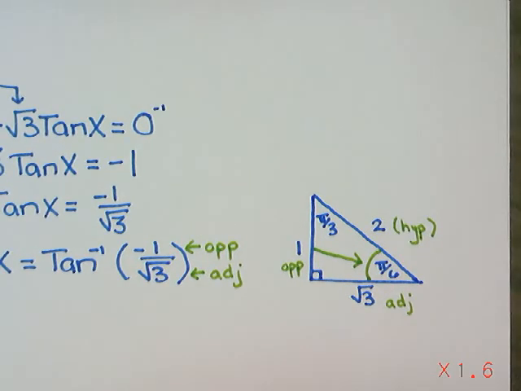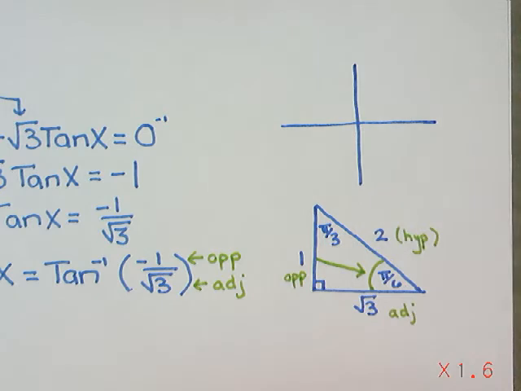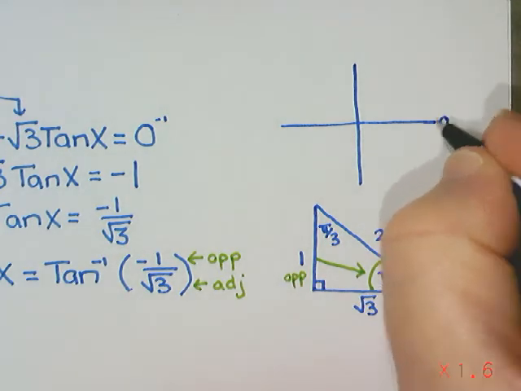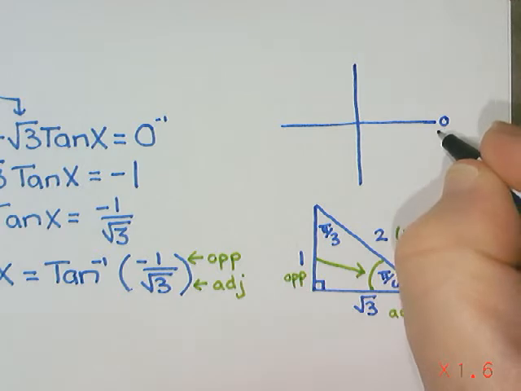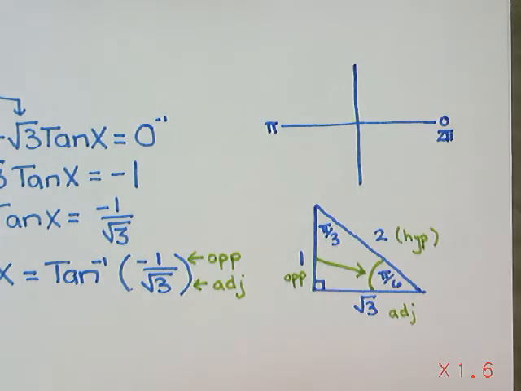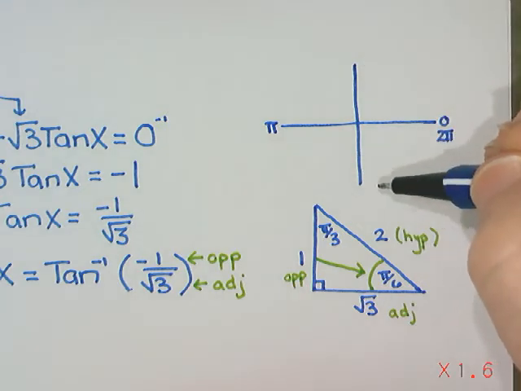So I'm going to just draw that a little bit up here. I'm going to draw my xy axis, and I'm going to use my CAST rule. So we always start at 0. Full circle is 2 pi. Halfway is just pi. I don't usually label, but the top one is pi over 2, and the bottom one is 3 pi over 2.